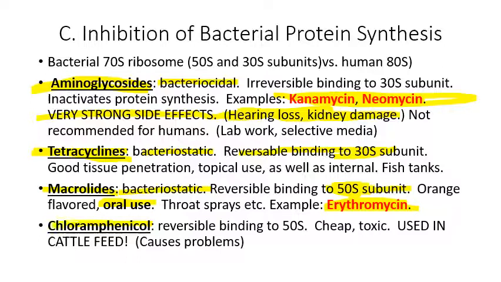Okay, chloramphenicol. It reversibly binds to the 50S ribosomal subunit. It's cheap, but it's somewhat toxic, and so we don't use it in humans. It has been used for decades in cattle feed, which is a bad thing because then the cattle are developing resistance to that one. So that causes various other problems. They're trying to phase that out now through vaccinating cattle instead of giving them antibiotics.